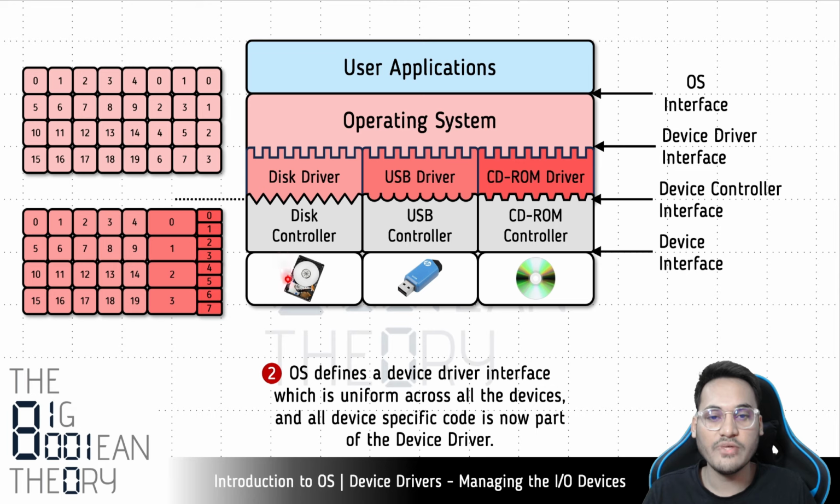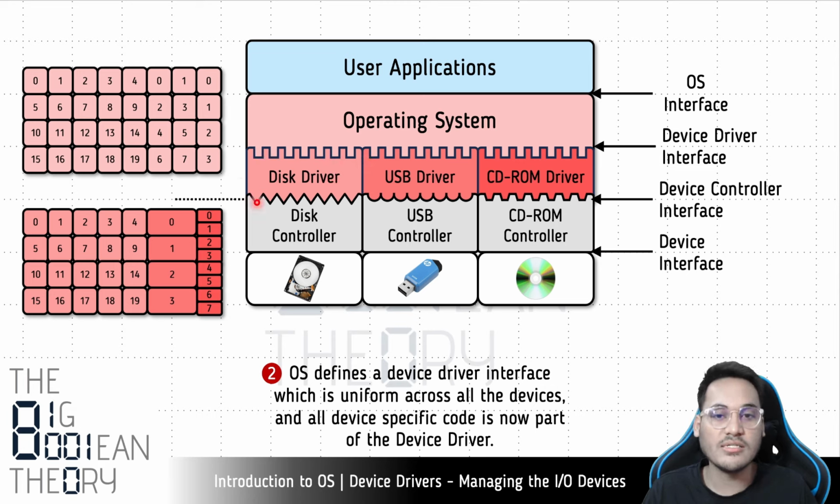As you can see, with the disk we have the disk driver. With the USB, we have the USB driver. And similarly for the CD-ROM, we have the CD-ROM driver. It is very similar to how we had the controllers for each of these devices, right? Now the first responsibility of the device driver, as you can see, is that it bridges the gap between this device specific and this device neutral interface.